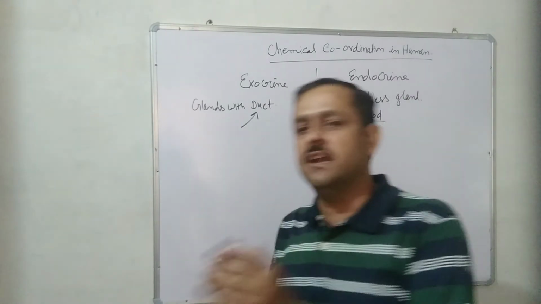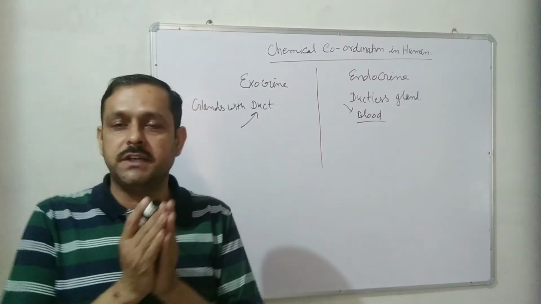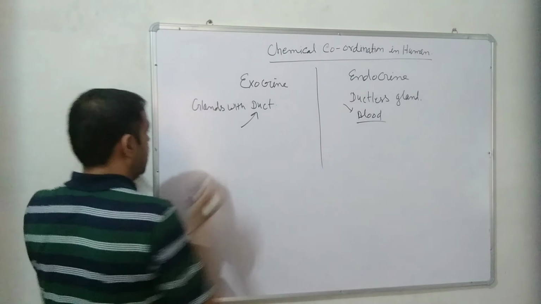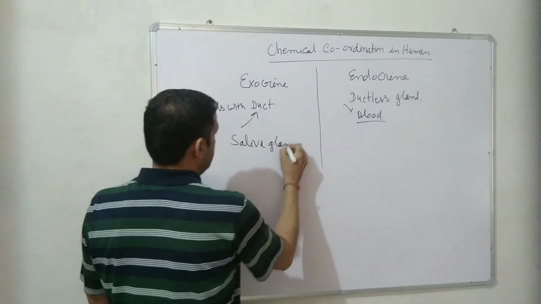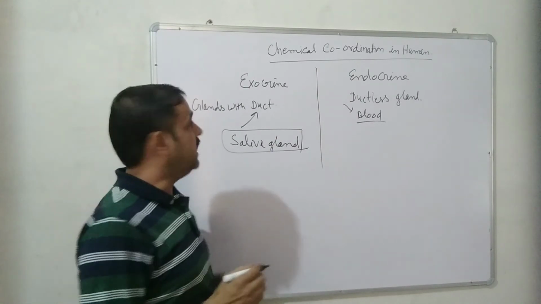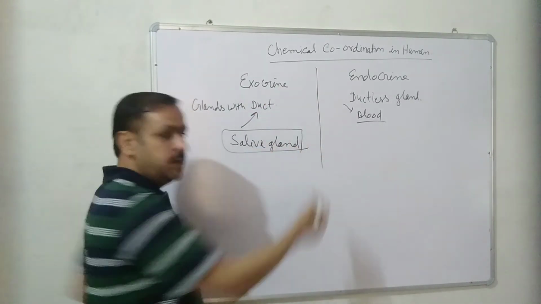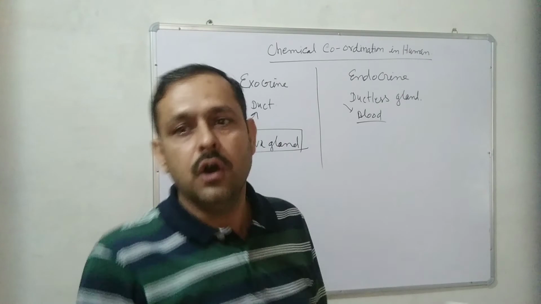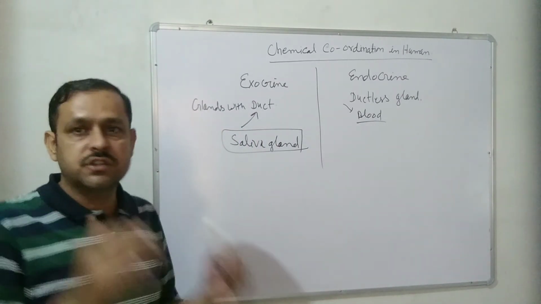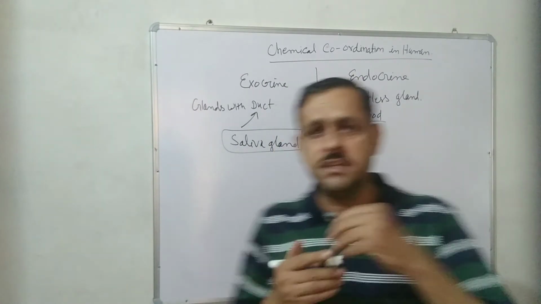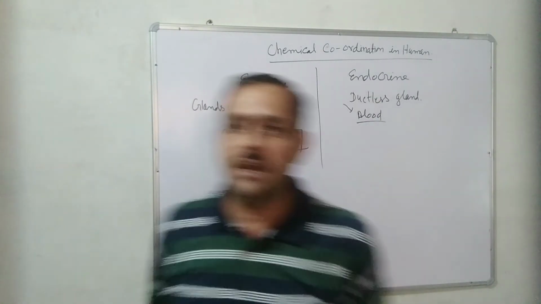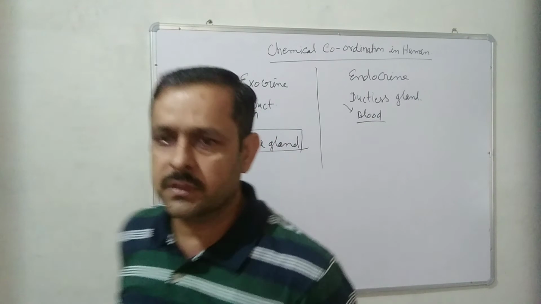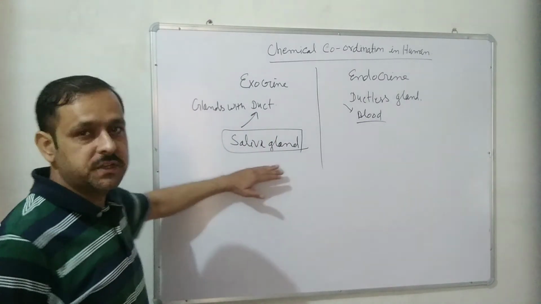Exocrine glands are present near the site of action, means they are situated near the site where they secrete their secretion. For example, the saliva gland. Saliva is secreted in the mouth, so the saliva gland is found in the mouth. They secrete their secretion directly to the site, that is, where they are situated, there they secrete their secretion. So we can say glands are present near the site of action.